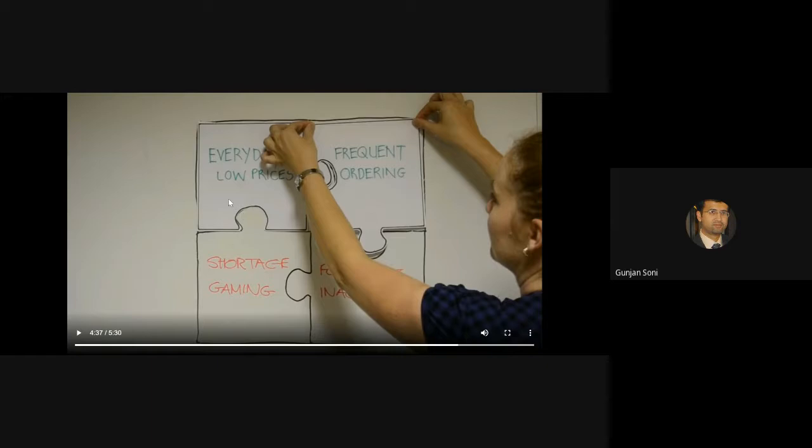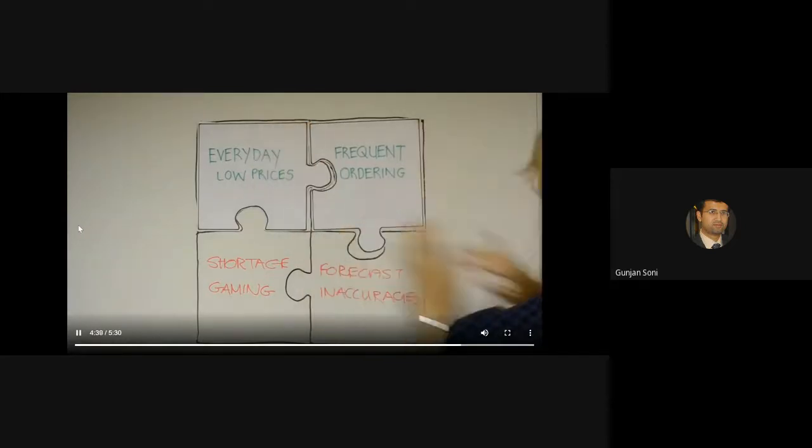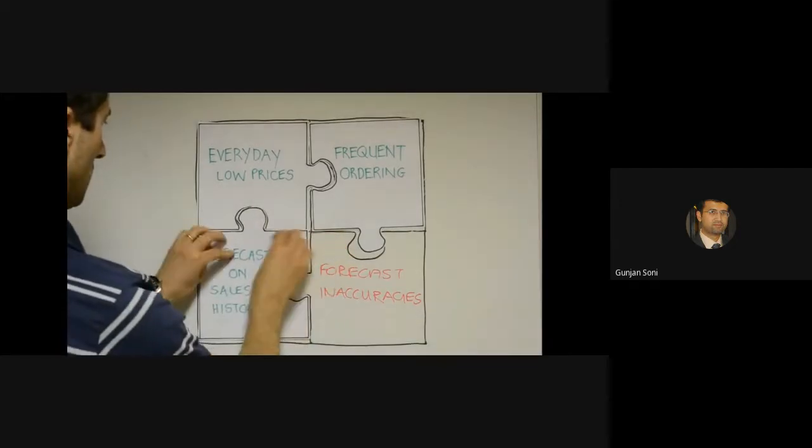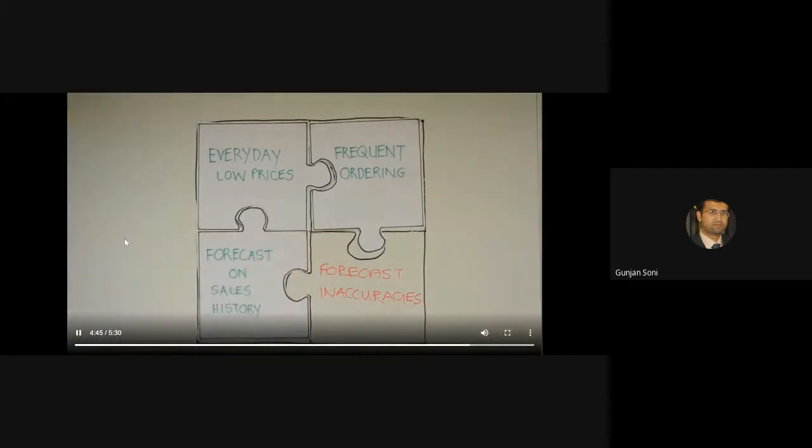So there's another way of stopping the order batching, which is to order frequently. More frequent ordering results in smaller orders and smaller variants. Countermeasures to shortage gaming: proportional rationing schemes.